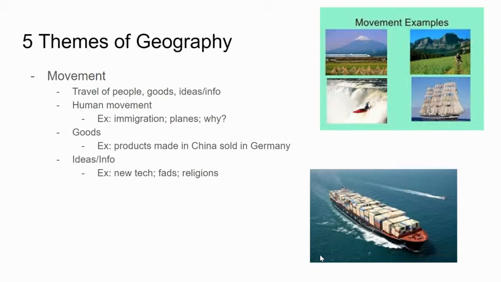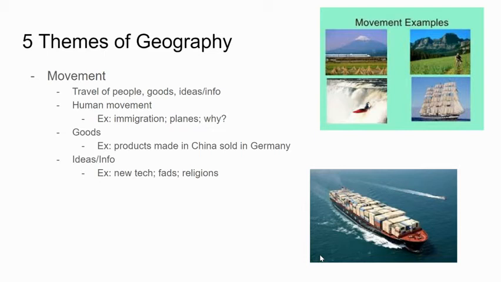Those products, those items that we buy in the store were made in one spot, transported and sold and bought for many different reasons. So we look at why are goods moving around the way they are.